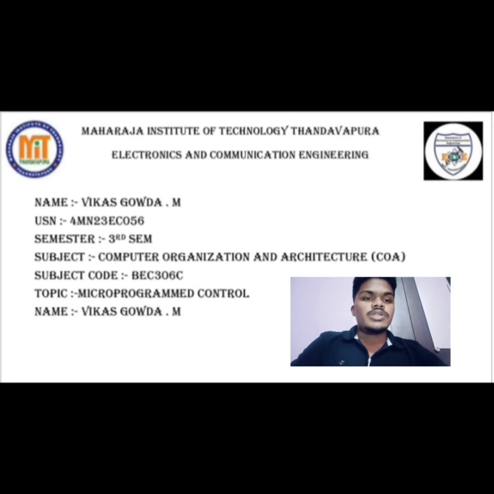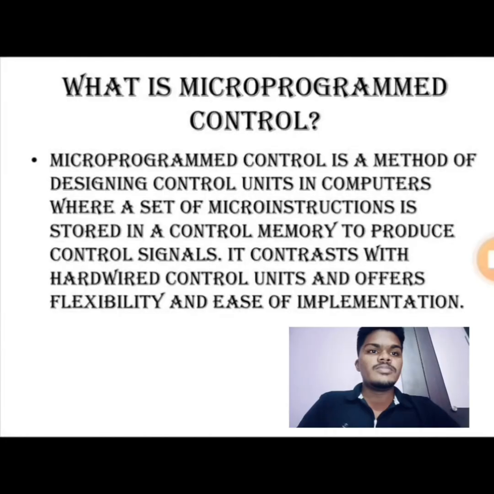Today in this video we are going to learn about microprogram control, which is a part of basic processing units. So firstly, let's learn what is the definition of the microprogram control. The microprogram control is a method of designing a control unit in a computer where a set of micro instructions will get stored in a control memory and it produces the control signals. In context with the hardware control unit, it offers flexibility and ease of implementation. This is called microprogram control unit.